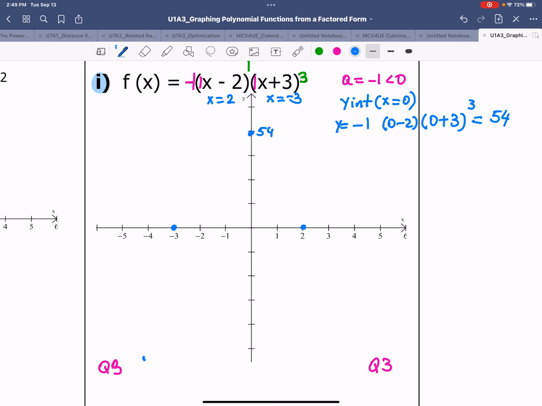So what I'm going to do is take care of that first. I will make sure that the shape of the graph shows an inflection point at x equals negative 3, which means that the order of the root is 3, right? We're going to go up here. And now I am going to go all the way up. I will hit the y-intercept somewhere in here.